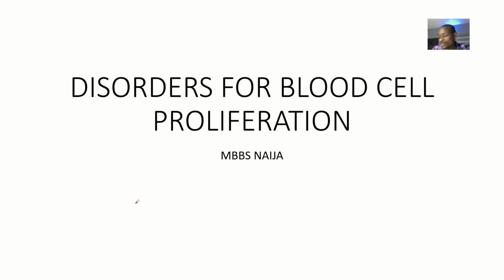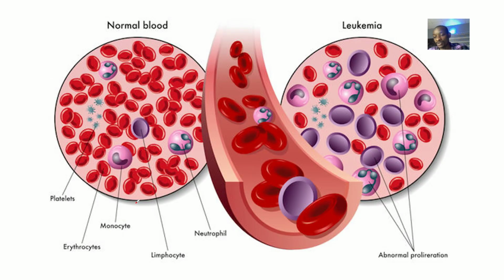So in here, we'll just look at examples of disorders of blood cell proliferation. Talking about these disorders, we're basically looking at disease conditions that stop blood cell production, or conditions that increase blood cell production too much. Okay, so we'll look at them. I think I just have 3 here, which is enough for this purpose.